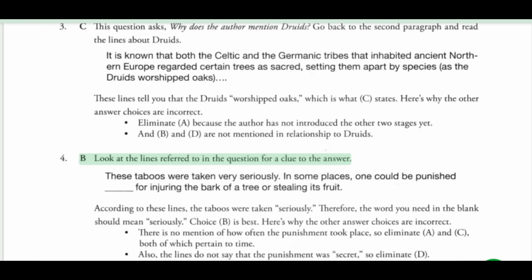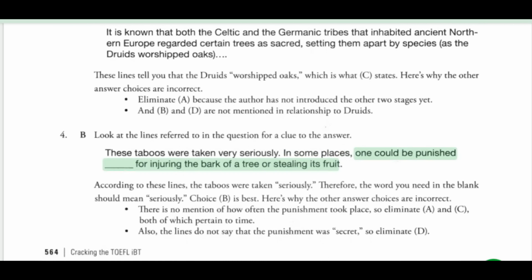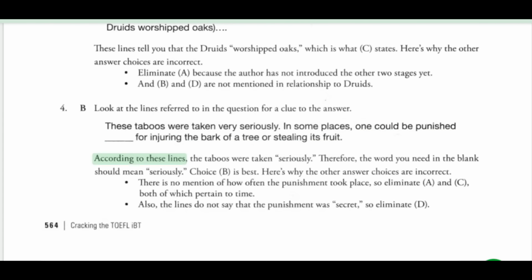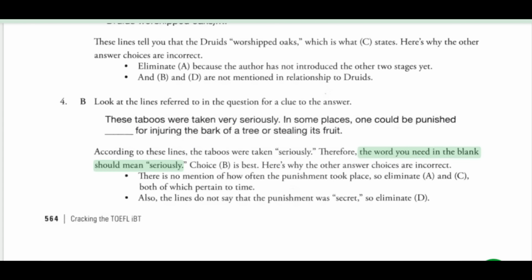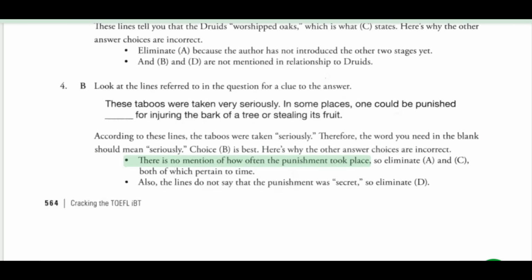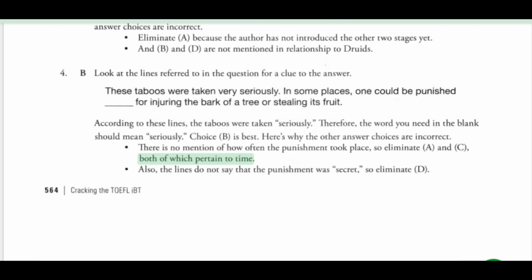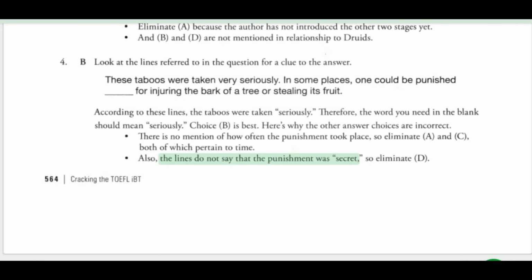4. B. Look at the lines referred to in the question for a clue to the answer. "These taboos were taken very seriously. In some places, one could be punished for injuring the bark of a tree or stealing its fruit." According to these lines, the taboos were taken seriously. Therefore, the word you need in the blank should mean seriously. Choice B is best. Here's why the other answer choices are incorrect. There is no mention of how often the punishment took place, so eliminate A and C, both of which pertain to time. Also, the lines do not say that the punishment was secret, so eliminate D.